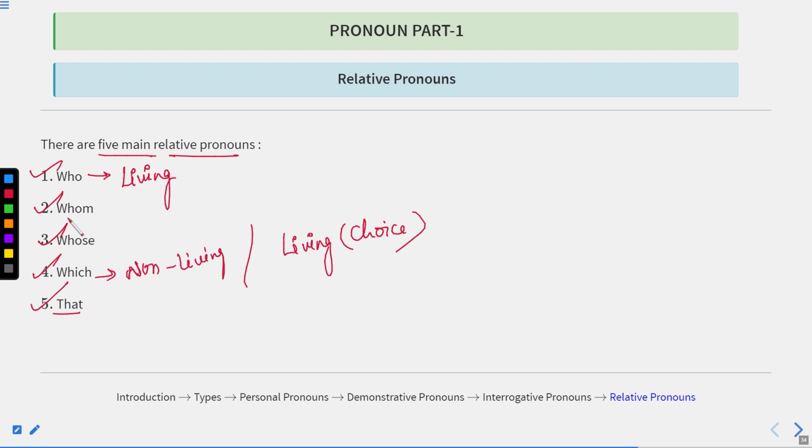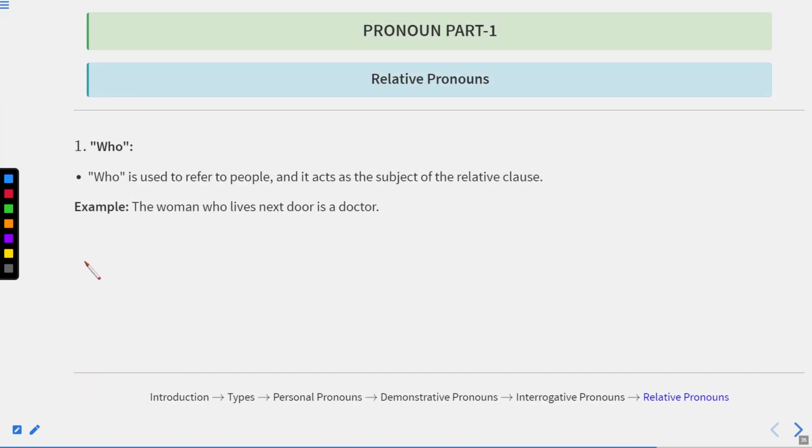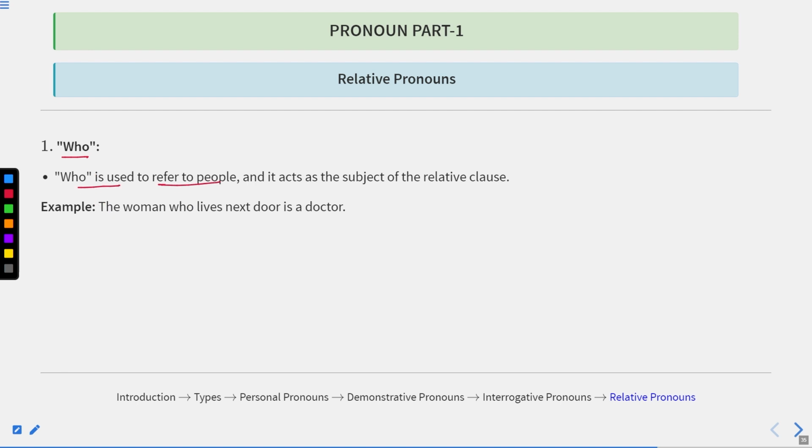Whose shows the possession and whom shows the objective case. So this is the objective case of who. Okay, who is the nominative case, whereas whom is the objective case. And this is very, very important to differentiate who and whom. The difference between who and whom matters a lot in these types of questions. Whose shows the possession. Who is used to refer to people, and it acts as the subject of the relative clause. The man who lives next door is a doctor.